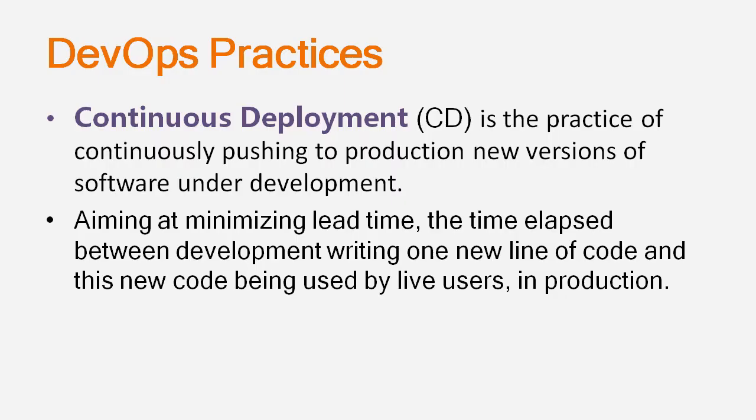The second practice is continuous deployment. After we are sure that our code is tested and verified from the development perspective, we go to the second phase, which is deployment. The deployment is done automatically as soon as the team leader or the manager approves the build. So you need something called continuous deployment. Continuous deployment is the practice of continuously pushing new versions of software under development to production, aiming to minimize the lead time, the time elapsed between code writing and reaching the production, testing, or staging environment.